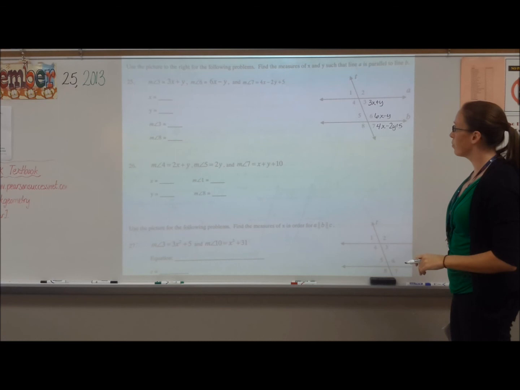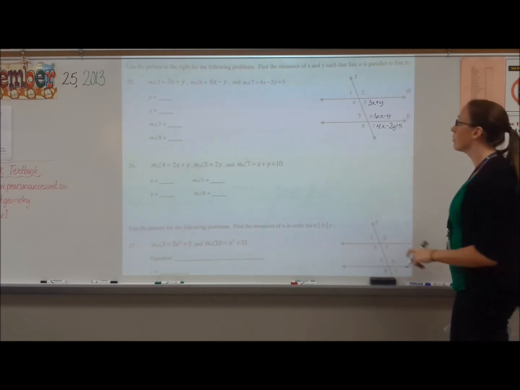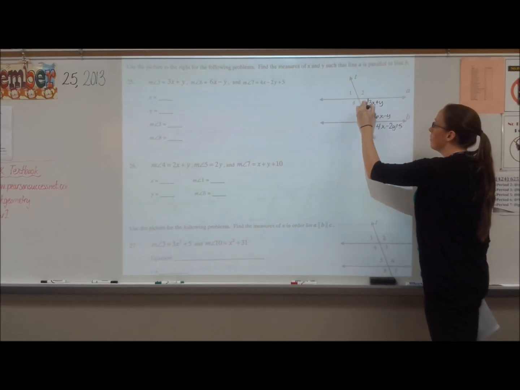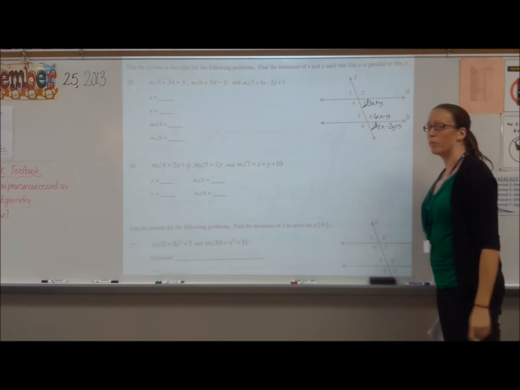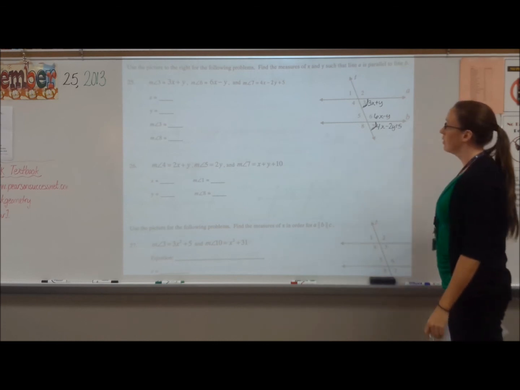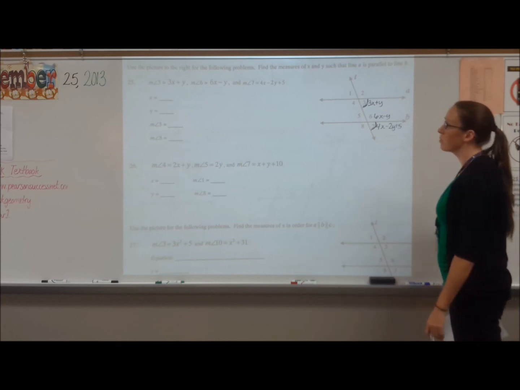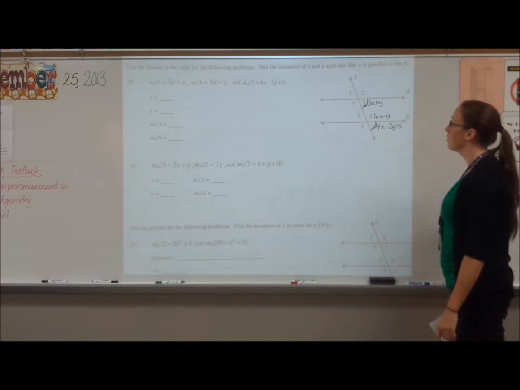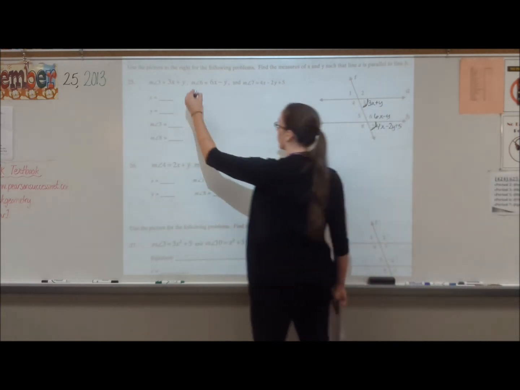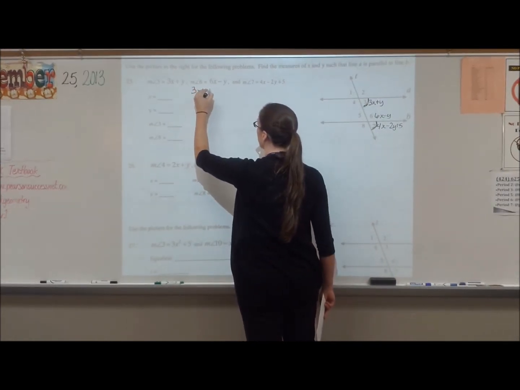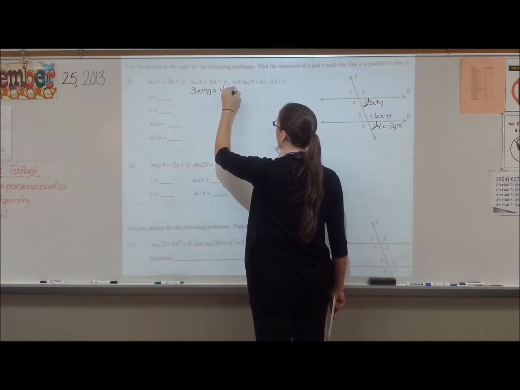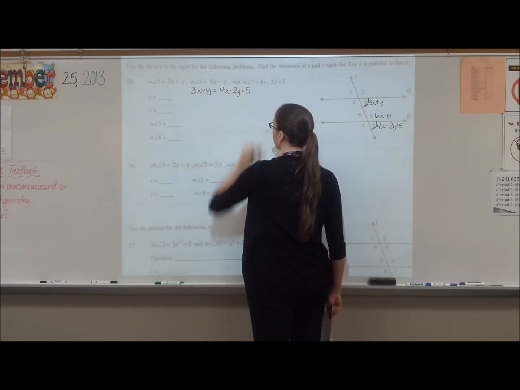To make this a systems problem, let's take a look at some of the angle relationships that we have. Angle 3 and angle 7, think about what type of angle pair they are. Corresponding angles. What do we know to be true about corresponding angles when parallel lines are in the picture? They are equal to each other. First equation, 3x plus y is equal to 4x minus 2y plus 5.